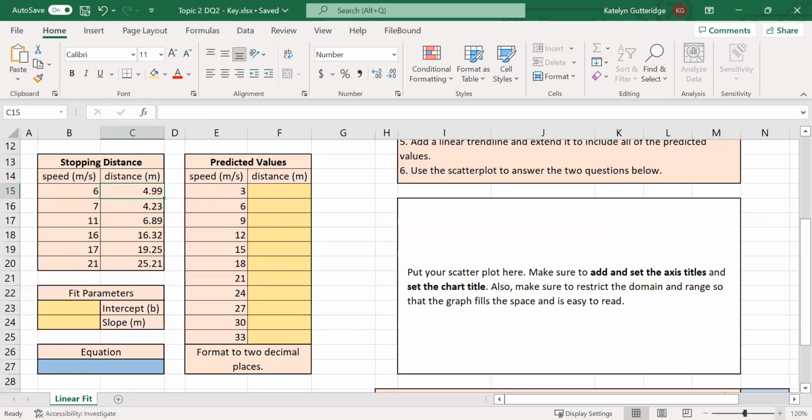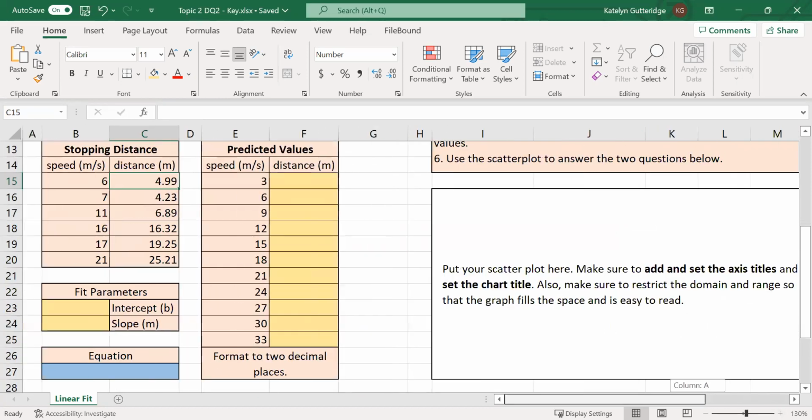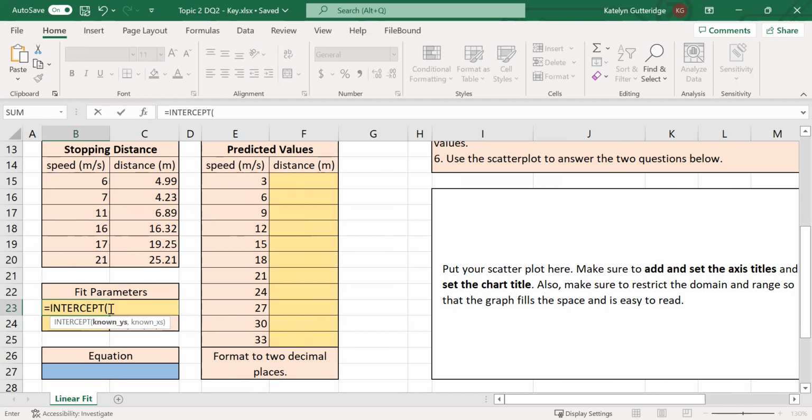All right, so we are going to start by finding the slope and intercept. We're going to find this the same way we did in the other DQ. We're going to use the functions intercept and slope. We're starting with the intercept this time, so we want to start with our equal sign, type out the word intercept, and then open your parenthesis. After you open your parenthesis, you want to highlight the y values first, type a comma, highlight the x values, close the parentheses, and hit enter. So the y values are the distance. So highlight your distance after that parenthesis, type a comma, and then go highlight the speeds. And then close your parenthesis and hit enter.